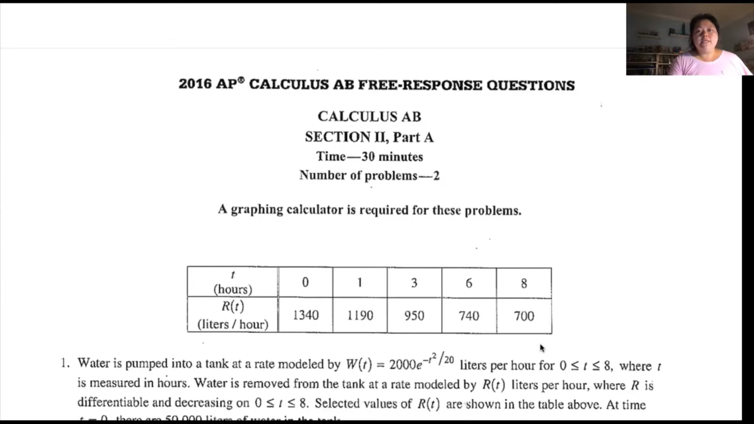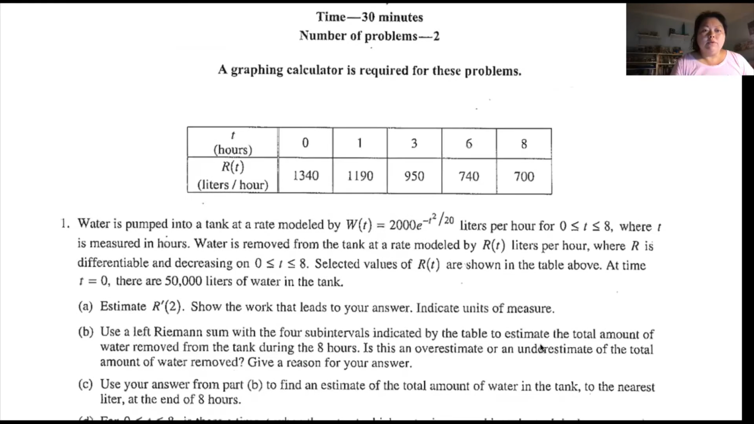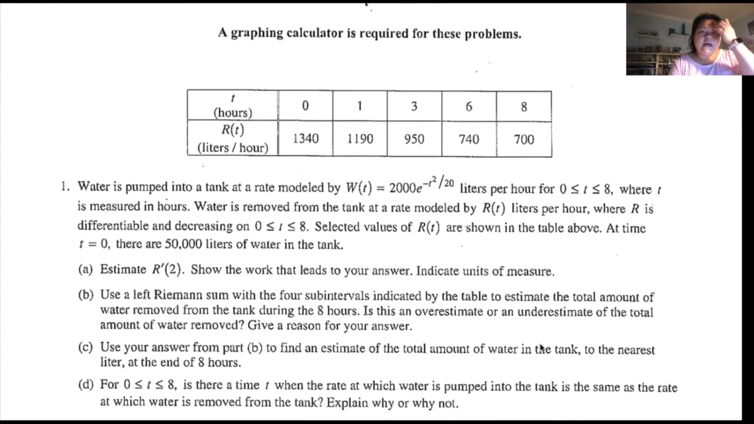Okay, this is 2016 FRQ number 1 in the graphing calculator portion. Number 1 here has a data table, and it says water is pumped into a tank at a rate modeled by W of T equals 2000 e to the negative T squared over 20 liters per hour between 0 to 8 hours. And water is removed from the tank at a rate modeled by R of T liters per hour, where R is differentiable and decreasing between 0 to 8 hours.